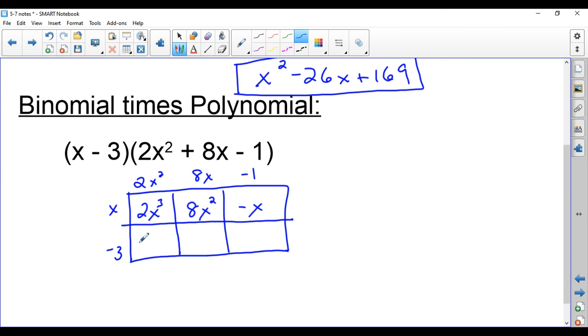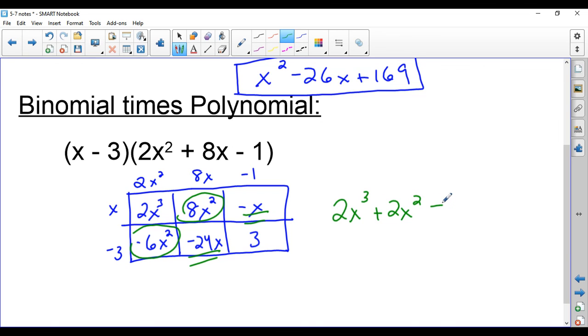Negative 3 times 2x squared is negative 6x squared. Negative 3 times 8x is negative 24x. Negative 3 times negative 1 is positive 3. Then I look for any like terms, and I have them here and there. And I'm going to write my final answer, 2x cubed, combining my like terms. 8x squared minus 6x squared is 2x squared. Negative 24x minus x is negative 25x. And then I have the plus 3. And here's my final answer.